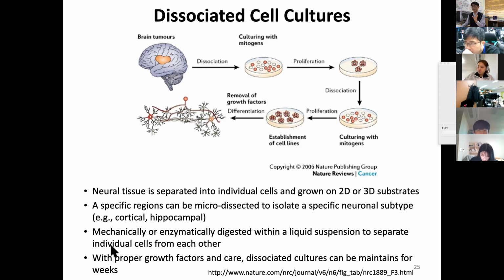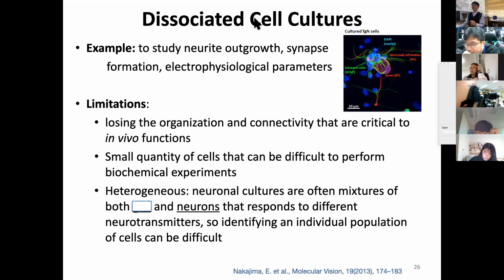And with the proper growth factors and care, you can maintain those cells for weeks so that you can study how they grow. So for example, dissociative cell culture, actually this study has been done in our lab, and what you've done is related to this. Study neurite outgrowth, how well the neurites are growing, or synapse formation, or even electrophysiological studies.